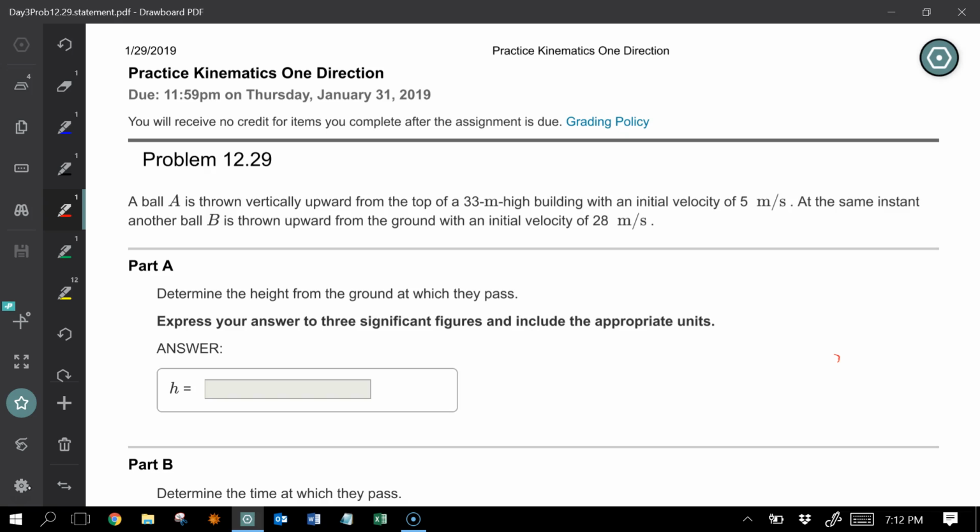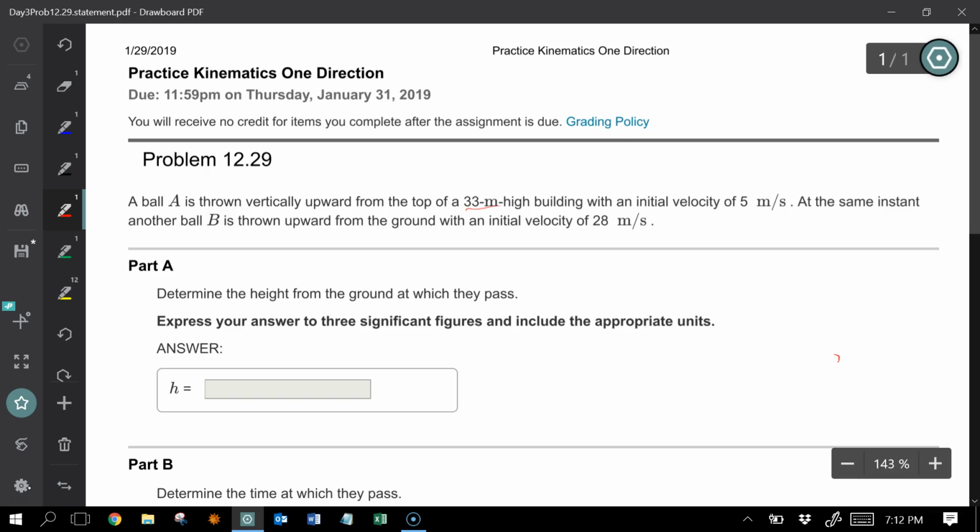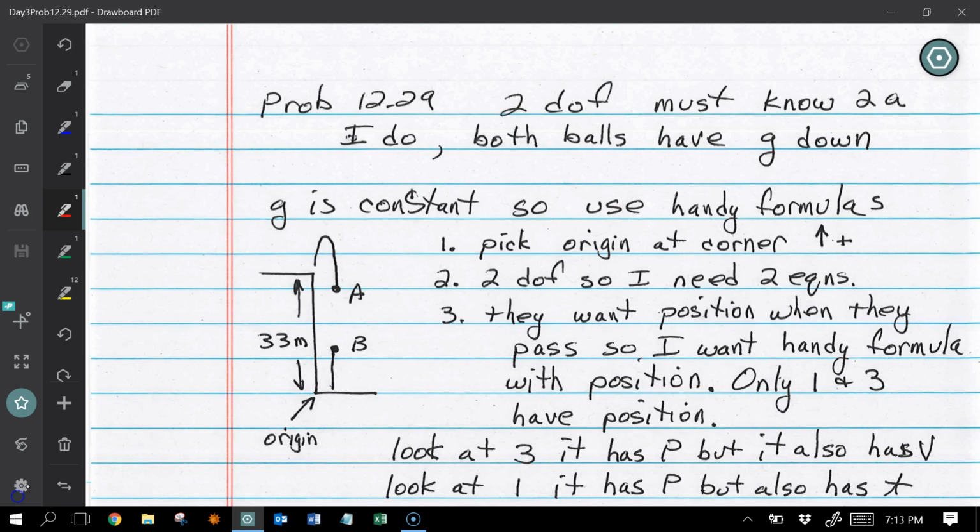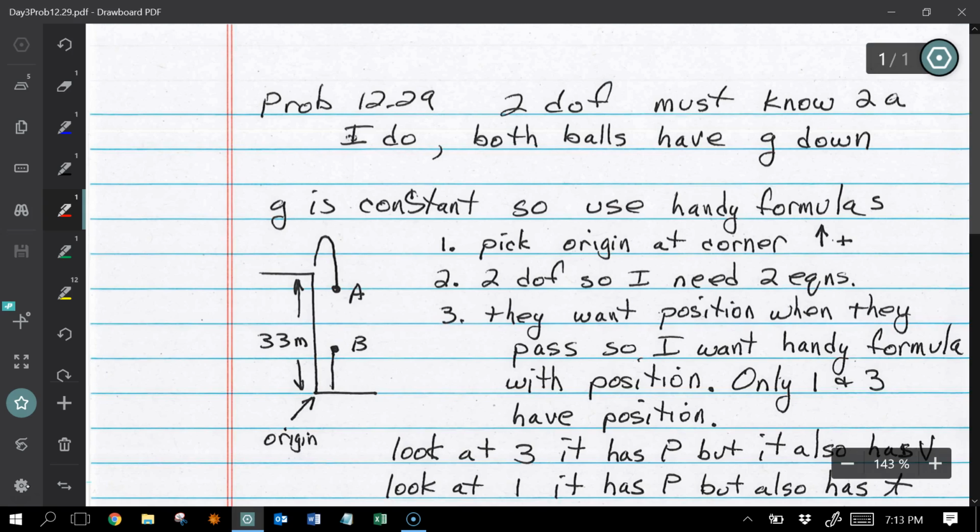Okay. What I'm going to do is stop this video. I'm going to pull up some handwritten notes and go from there. But you might want to just remember these numbers. You'll see them in the paper. Okay, you'll see this file in the notes as well that are posted. So we're doing this problem 12.29. We know it's 2 degrees of freedom. We know 2 accelerations, so we are able to solve it.